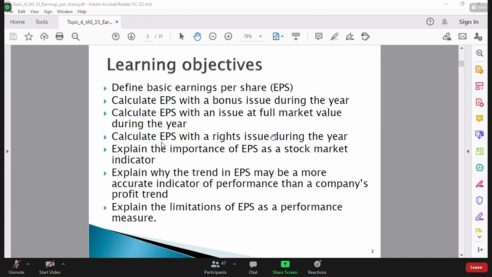Yes, madam. Okay, so what is a right issue then? Additional, it's an invitation to existing shareholders. Additional shares to the existing shareholders, and then apa beza dia dengan bonus issue?